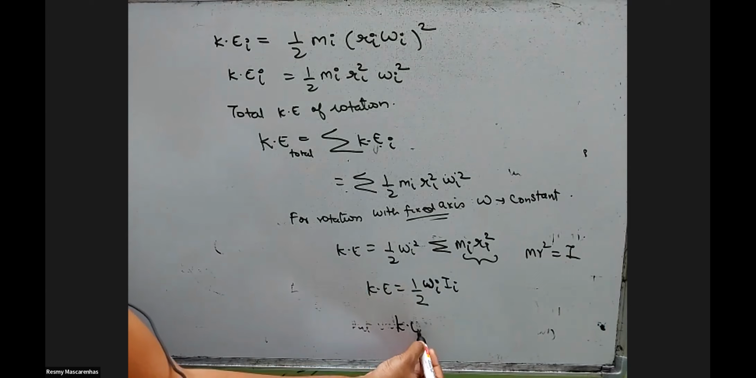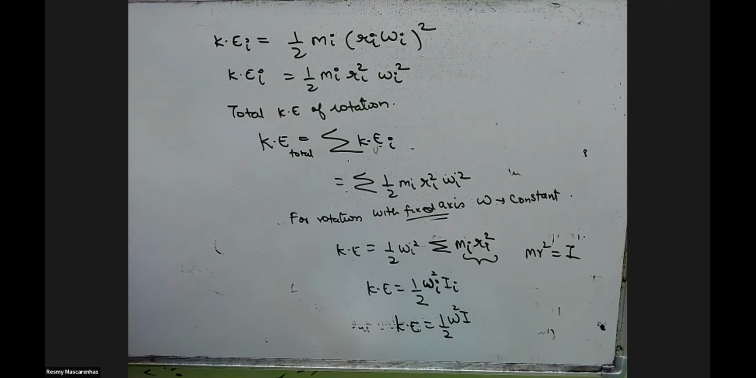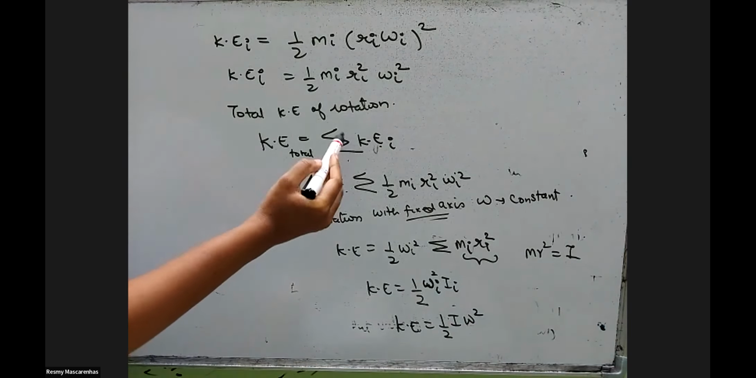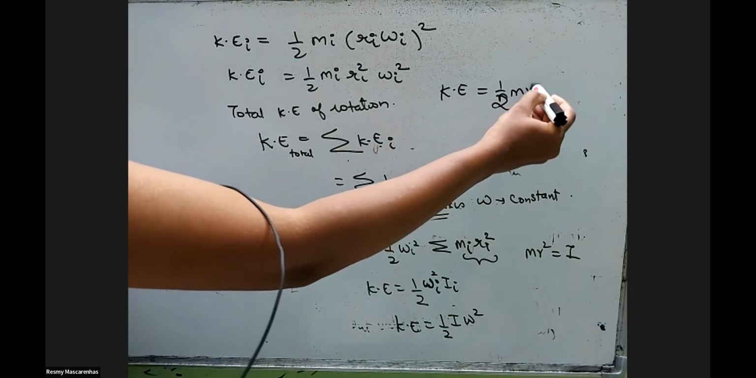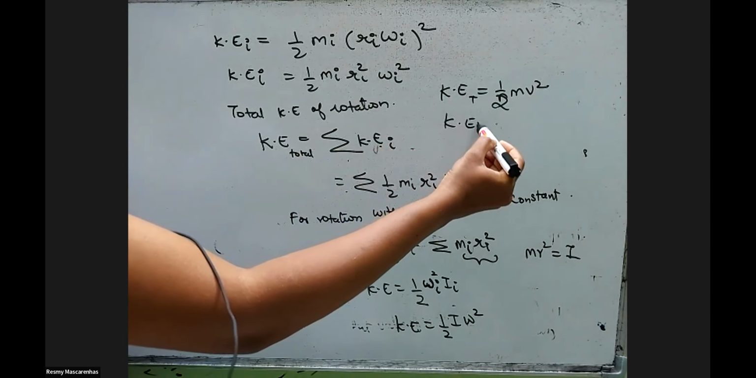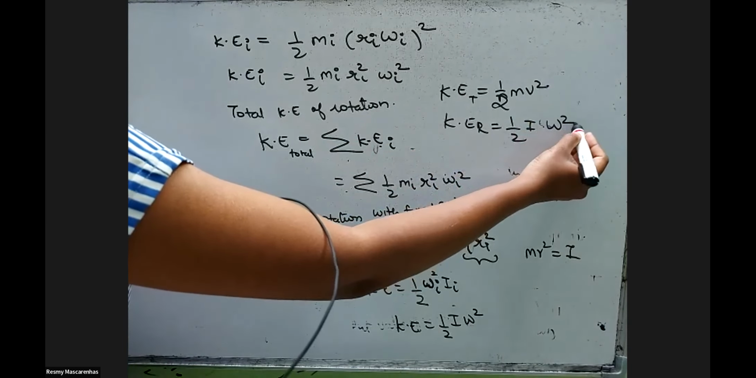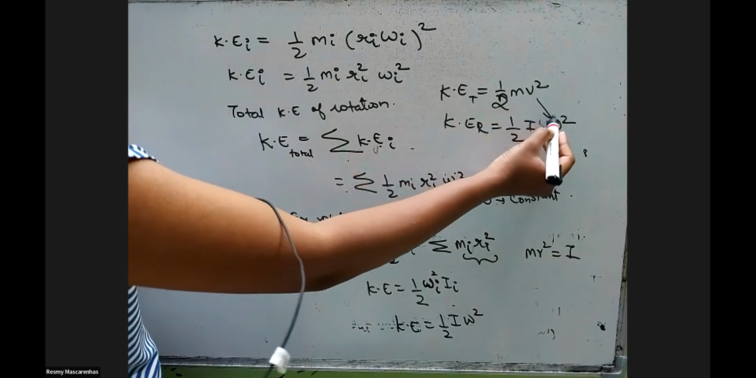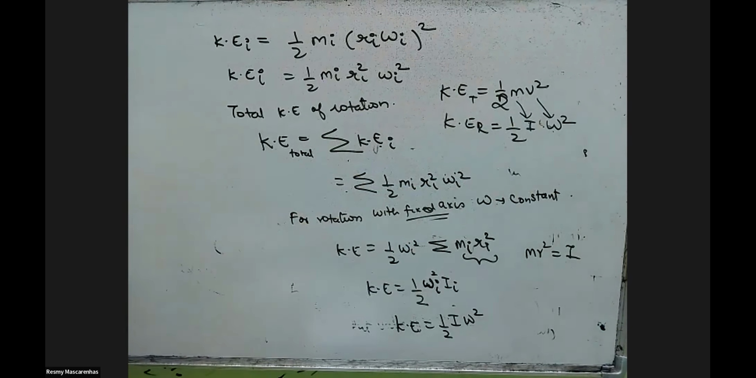So in general, kinetic energy will be half I omega square. So here, what is it? Half mv square in linear, this is for translational, and for rotational it is half I omega square. I told you all also what V means in rotation. V means omega, and what mass means in rotation, I. So it's the same thing.